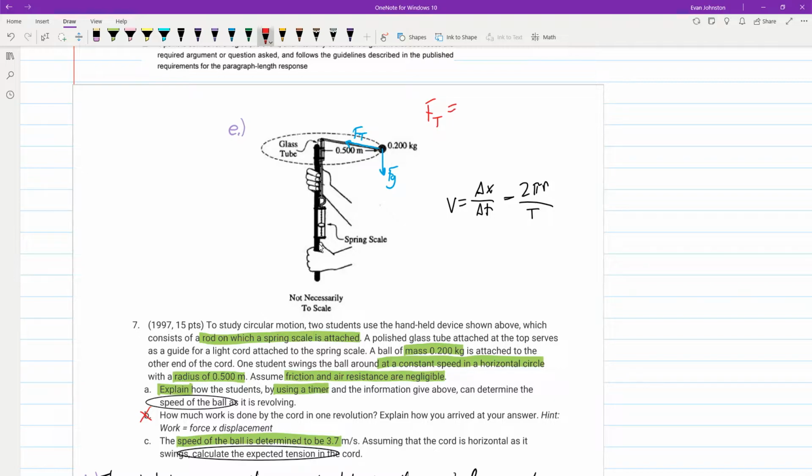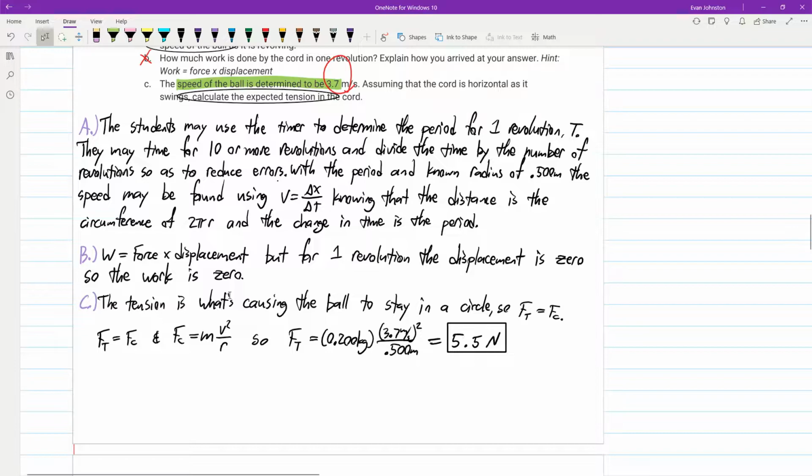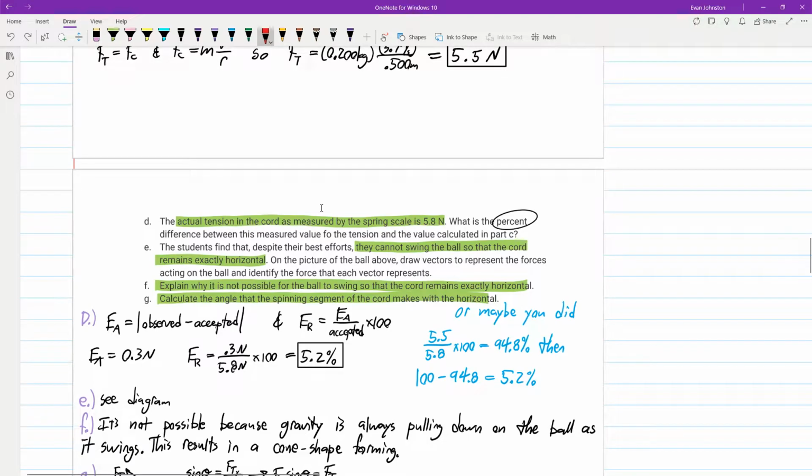So if the tension is providing the centripetal force, we can rewrite the centripetal force as the mass times the speed squared over the radius. We were given the radius, we were told the speed is 3.7, and we know the mass. So that should be a fairly straightforward calculation. Plugging in directly, I got 5.5 newtons, remembering that we have to square our speed in this equation.